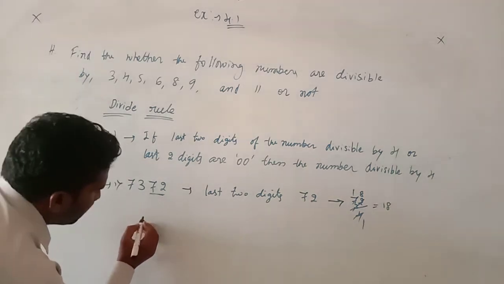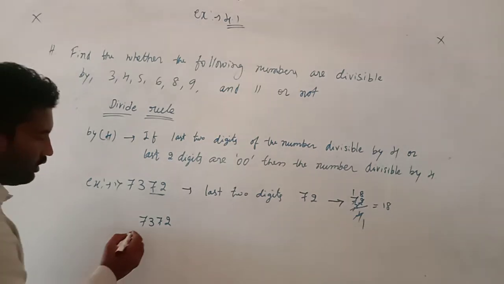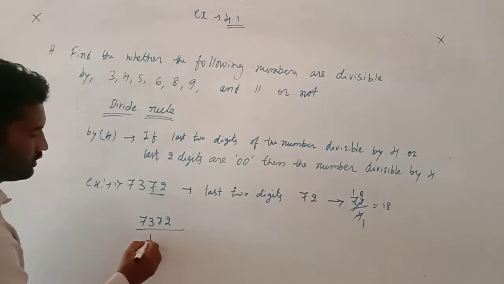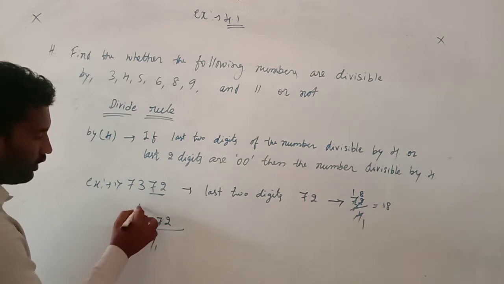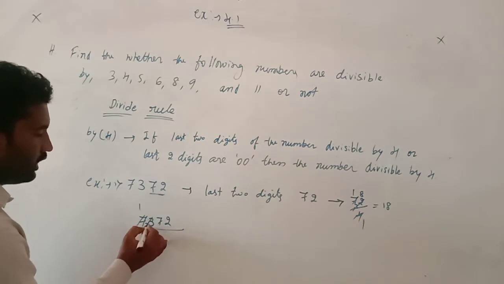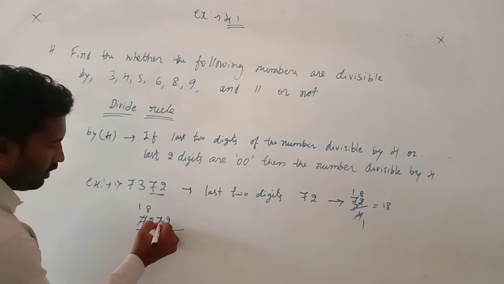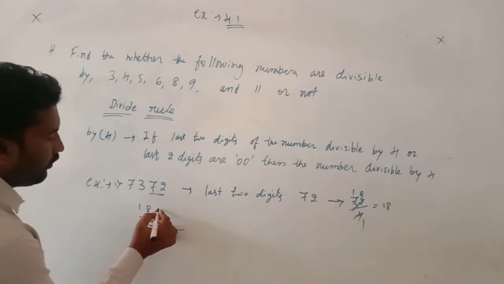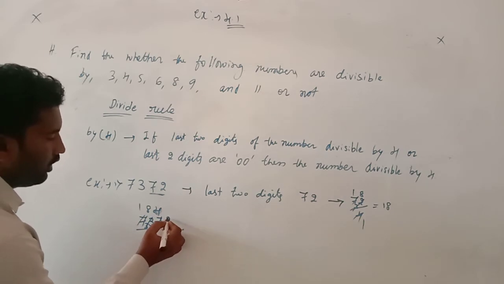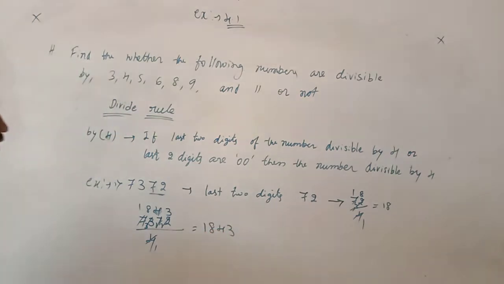So I am checking here 7372. Can you divide it? 4 1s are 4, 3 remains. 4 8s are 32, 1 remains. 4 4s are 16, 1 remains. 4 3s are 12. It is getting 1843. So we have to see only the last two digits.